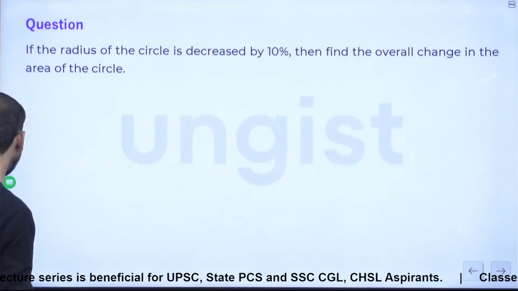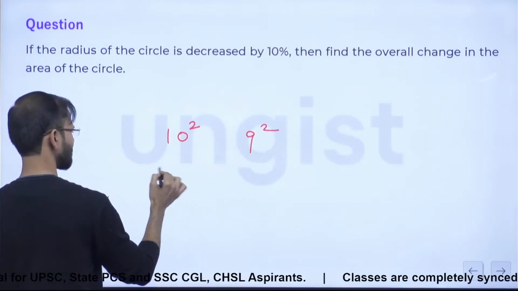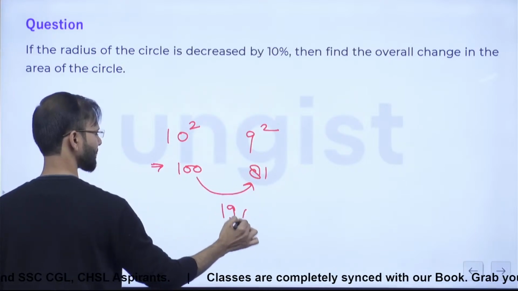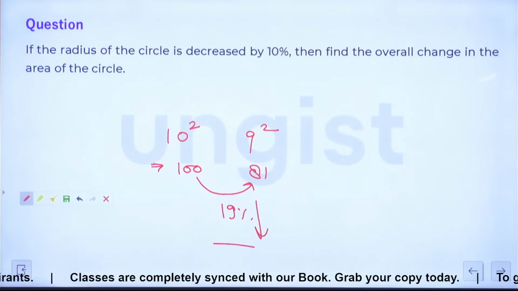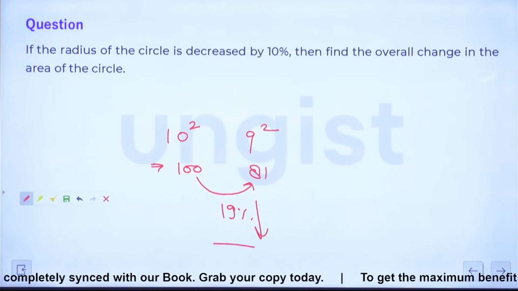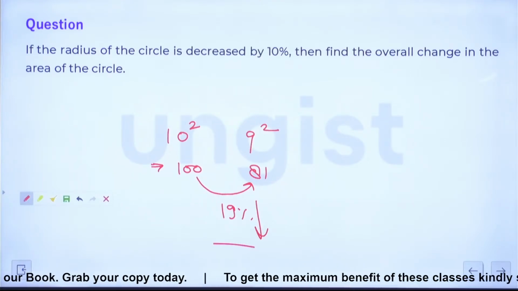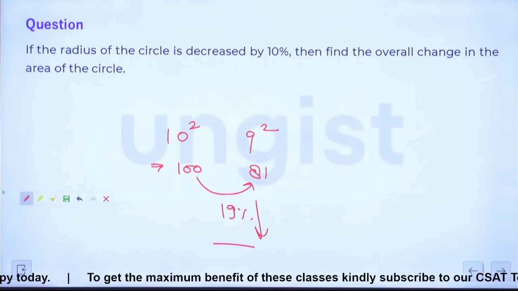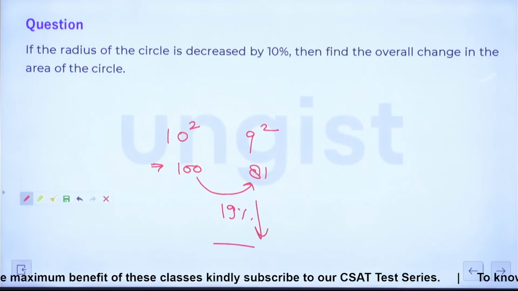Okay? देखिए. 10 becomes 9. So 10 square becomes 9 square. So this is 100 becomes 81. So which is 19% decrement, guys. ठीक है? All of you done? ठीक है? Shall we move? Huh? Okay.